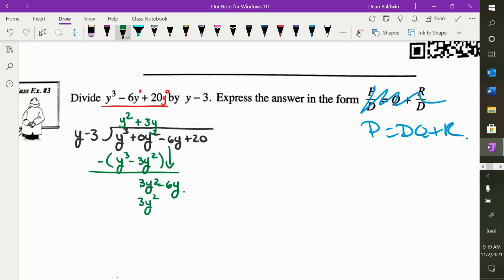So we get 3y squared minus what? Minus 9y. Subtract them. Negative 6y minus negative 9y is 3y. Bring down the 20. Now what? How many times is y going to 3y? 3 times. So then you FOIL it in. 3y minus 9. Subtract them, and what's your remainder?